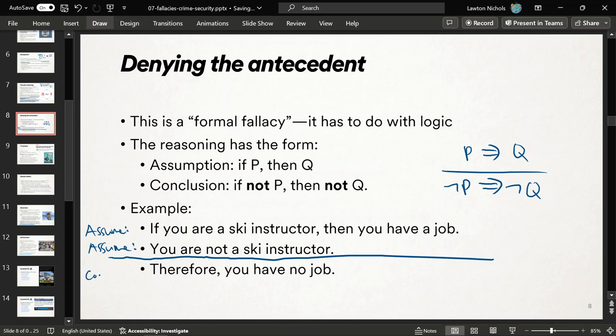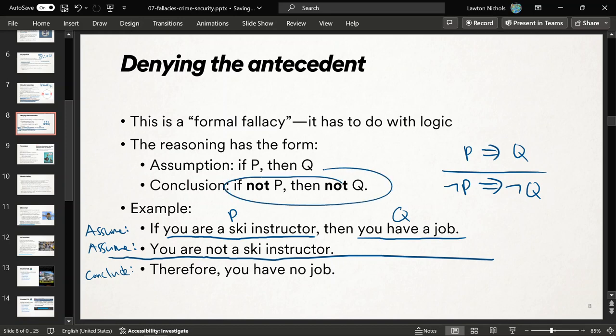And then here's what is being concluded. All right. So if you are a ski instructor, then you have a job. That's a valid assumption, right? So if P, this could be P, you are a ski instructor, that could be our P, then you have a job. Q.